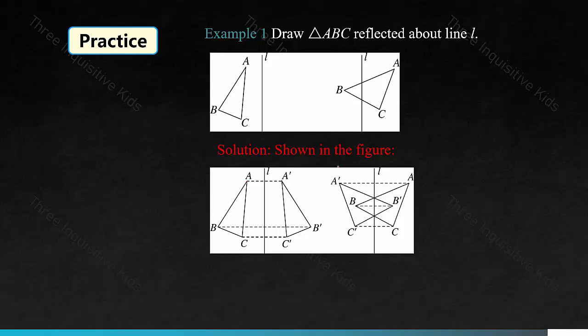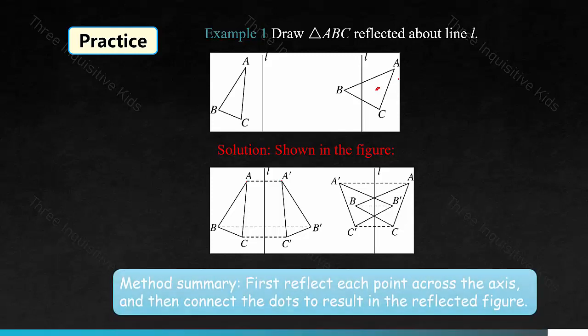The second figure is slightly harder, but it's still the same thing. For B, you still reflect it across the y-axis. First look at the points separately and individually by themselves, and then later connect the dots. Again, first reflect each point across the axis individually, and then connect the dots to result in your reflected figure.